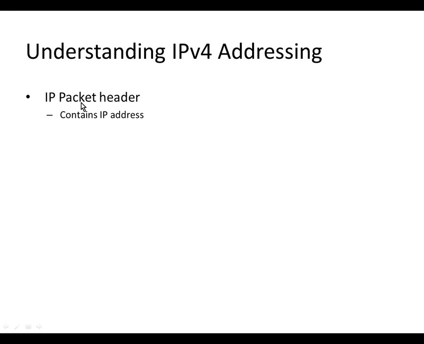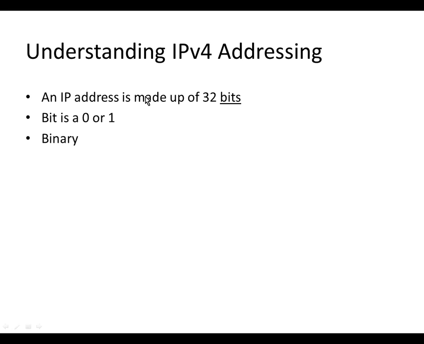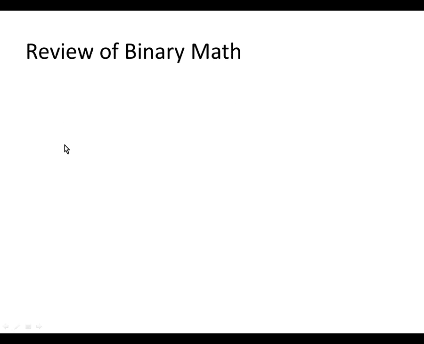A packet is made up of data and header. And a header shows where the packet is going to. And a packet header contains the IP address of the destination computer. An IP address is made up of 32 bits. And as you know, a bit is represented as a 0 or a 1. Let's look at binary. Let's do a review of binary math.